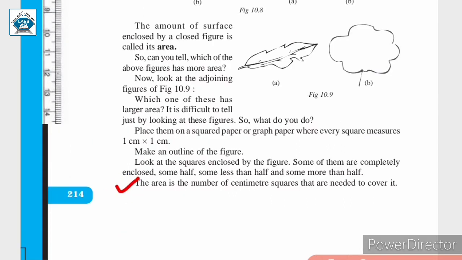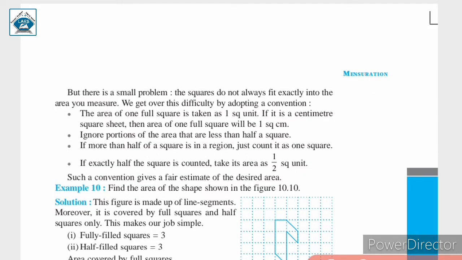The area is the number of centimeter squares that are needed to cover it. That is, if we are placing this figure on a square paper, then the number of squares that the figure covers will be the area of that figure. Even while doing so we have a problem because the squares do not always fit exactly into the area we have to measure. We can get over this difficulty by adopting the following conventions.